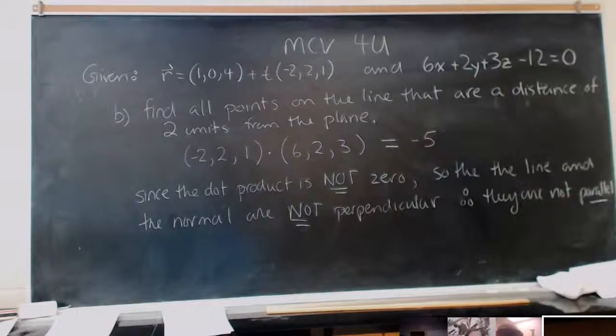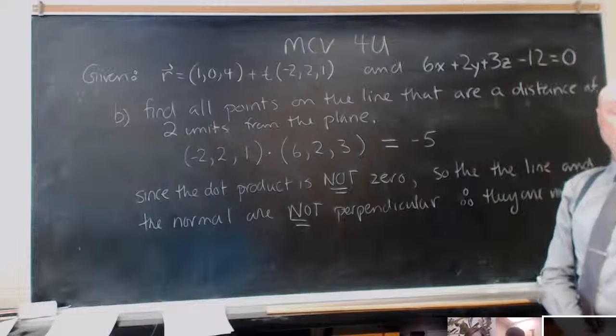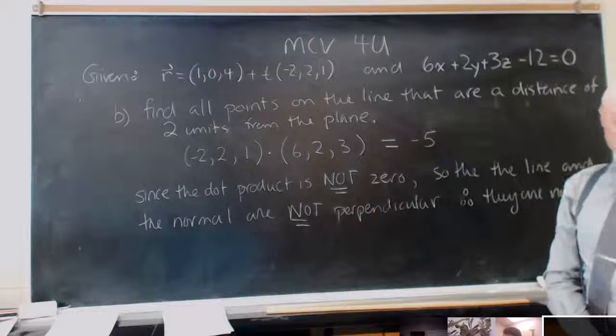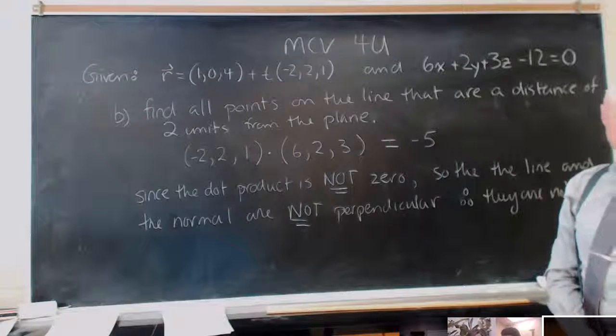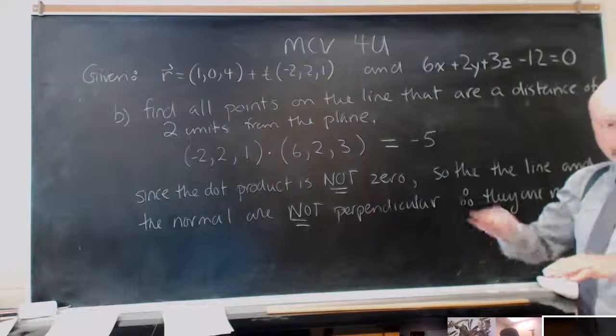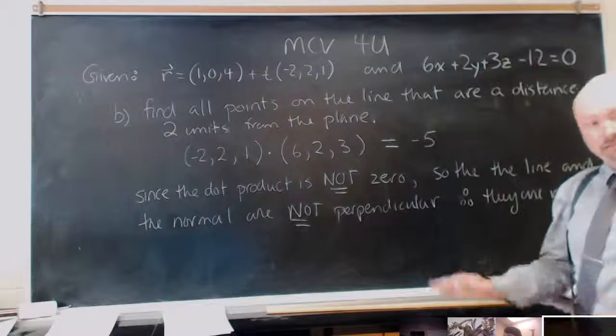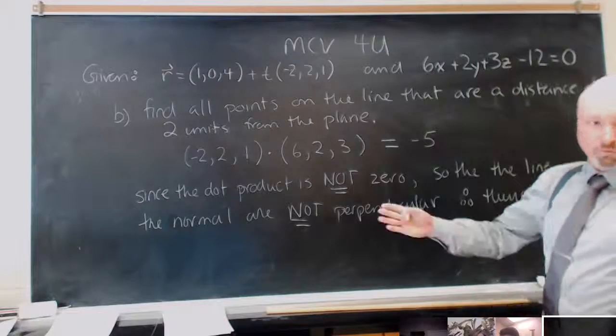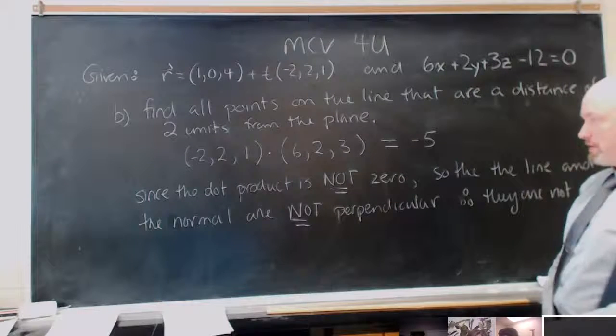So we're going to look at a second problem, and we're going to do this with exactly the same line and the same plane. We're going to try and find all the points that are on the line that are exactly 2 units away from the plane. Okay? And if you can imagine, this line is probably intersecting the plane somewhere, so we're going to have 2 places where it's going to be about 2 units away from the plane.